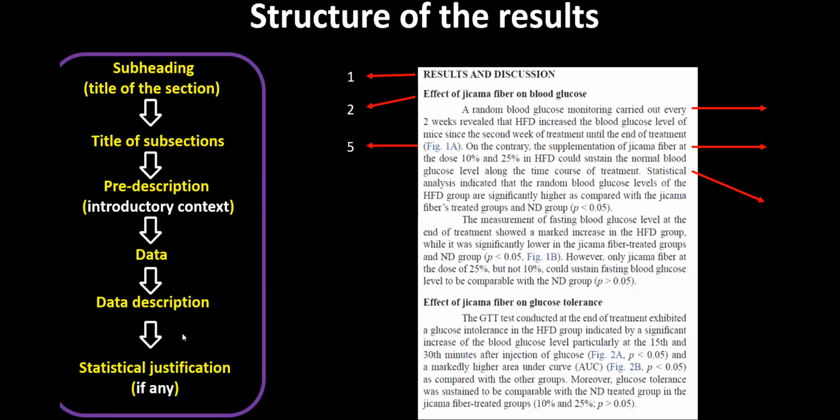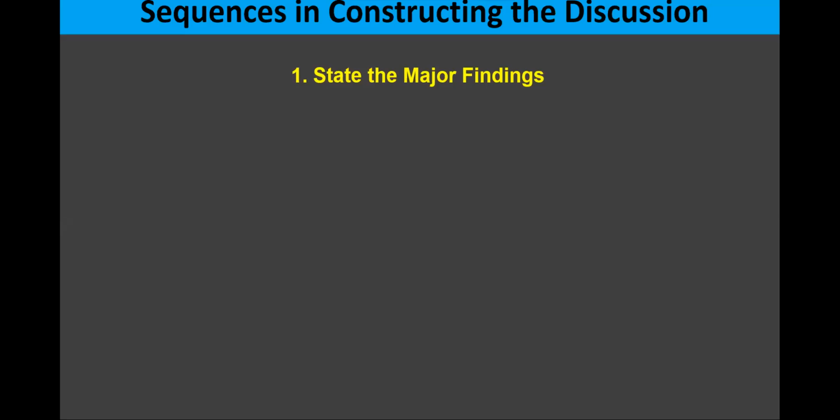Also, don't start your results with a statistical justification, because this is the very last part that you should put at the end of your paragraph. Then in constructing the discussions, you should not start from the citations or your comparison with studies from other researchers, but you have to start your discussion paragraph with a statement of major findings.